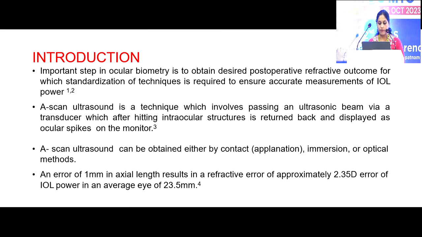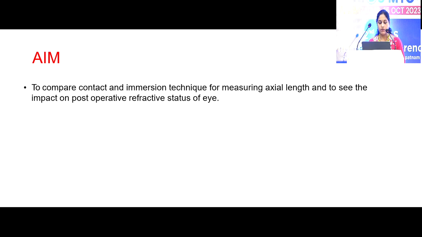An error of 1 mm in axial length results in a refractive error of approximately 2.35 diopter error of IOL power in an average eye of 23.5 mm. Aim: to compare contact and immersion technique for measuring axial length and to see the impact on postoperative refractive status of eye.